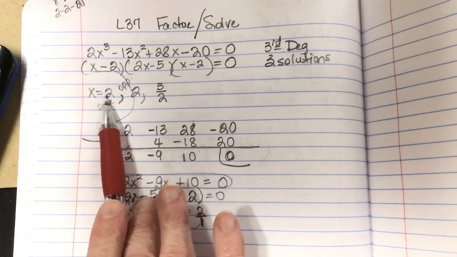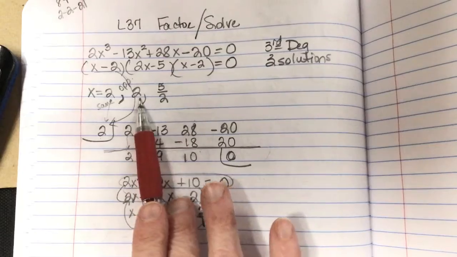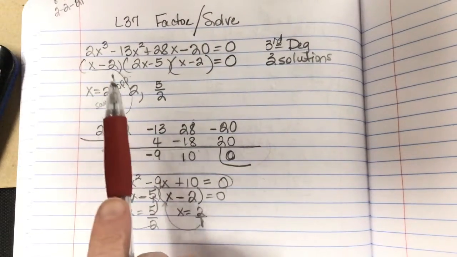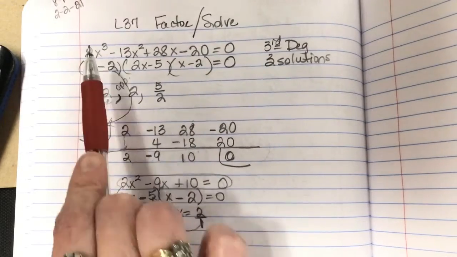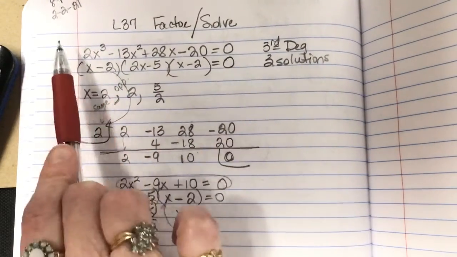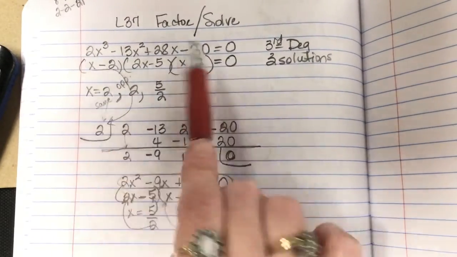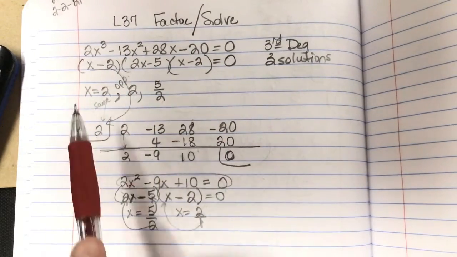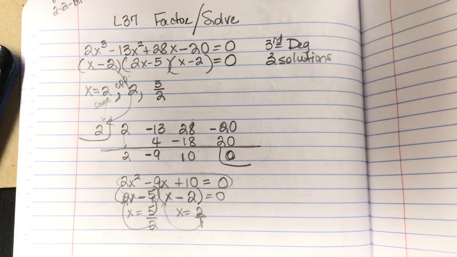2 is a divisor, 2 is a factor, 2 is a factor, and 5, let me back that up. 2 is a solution, 2 is a solution, and 5/2. If you put 2 in here, it will give you 0. If you put 2 in here, we've done that already, and then 5/2 will make it 0. If you put 5/2 and type it in across there.